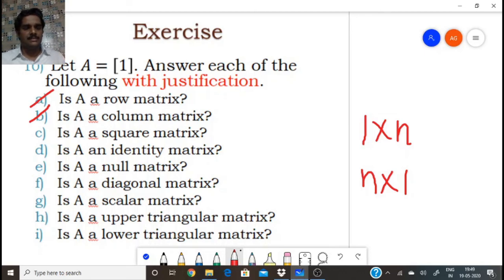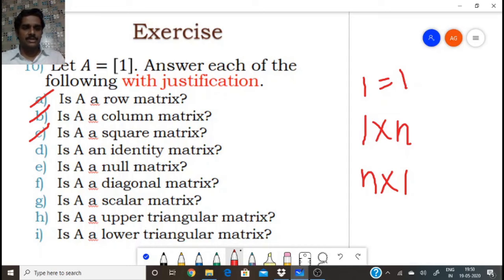What about question number 3? Your question number 3 is: is A a square matrix? What is a square matrix? A matrix in which the number of rows equals the number of columns. In our case, the number of rows equals 1 and the number of columns equals 1. So the number of rows equals the number of columns. So yes, A is a square matrix. Definition satisfied.